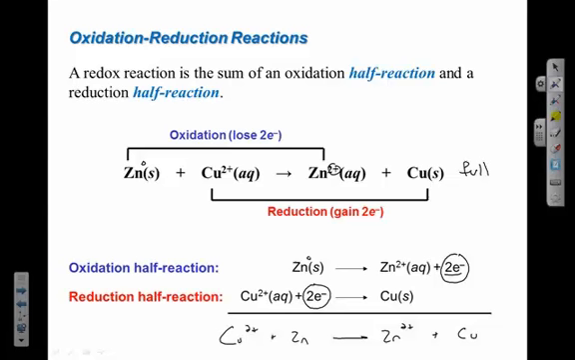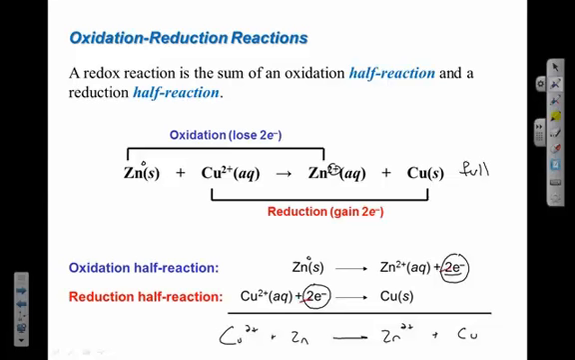It could lose 1, but then it would still have 1 left in the 4s, and it's just not very close to the nucleus. There's a lot of shielding. So it loses 2. It has a tendency to lose 2. And then the copper, if we start with the copper plus 2, since it has a plus 2 charge, it has the ability to pick up 2 electrons to balance out a charge.